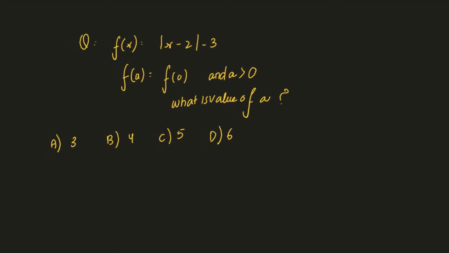Alright, so for this one, f of x is modulus of x minus 2 minus 3. And then they've told us that f of a is equals to f of 0 and a is greater than 0. So what is the value of a? So let's input a into this entire equation. Modulus of a minus 2 minus 3 is equals to modulus of 0 minus 2 minus 3. So since this part 0 minus 2 is minus 2, the modulus of that will be 2. 2 minus 3 is minus 1.